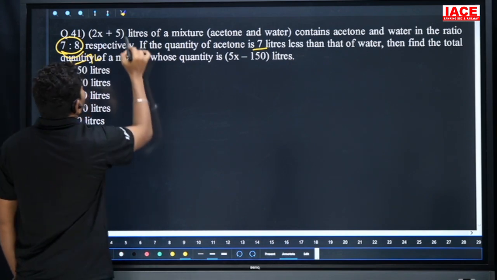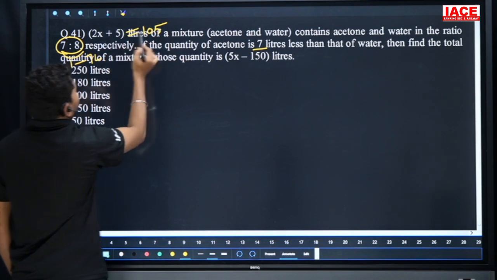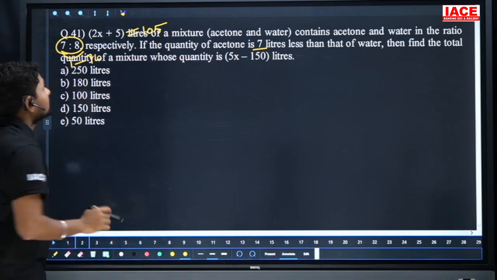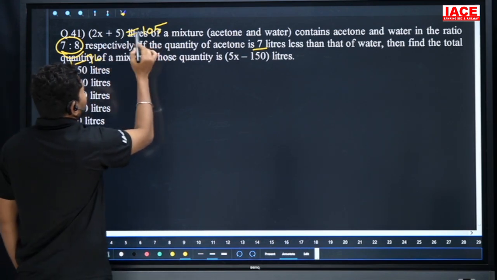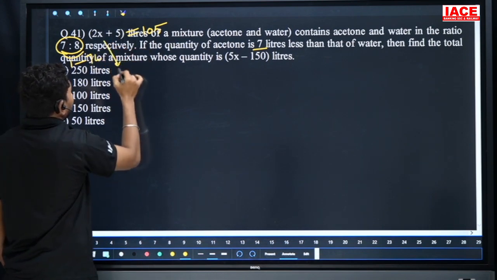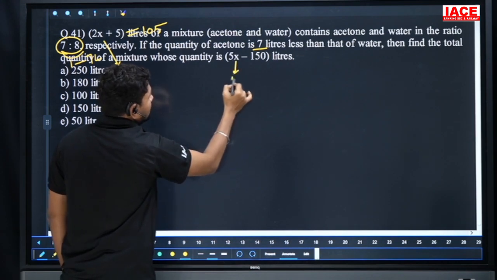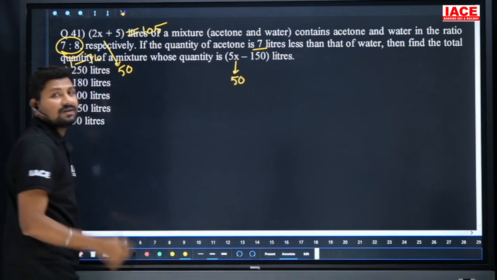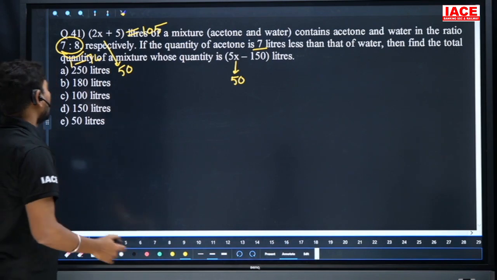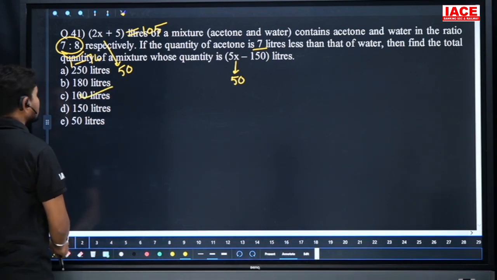15 parts is equal to how many liters? 105 liters. That means 2x plus 5 is equal to 105 liters. Removing the 5, it is 100. 100 by 2, then x is equal to 50 liters. We have to substitute here. When substituting x equal to 50, 5 times 50 is 250, 250 minus 150 is 100 liters. Our answer is 100 liters. Move to the next question.